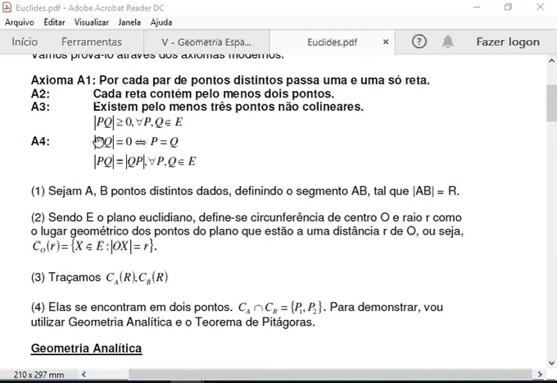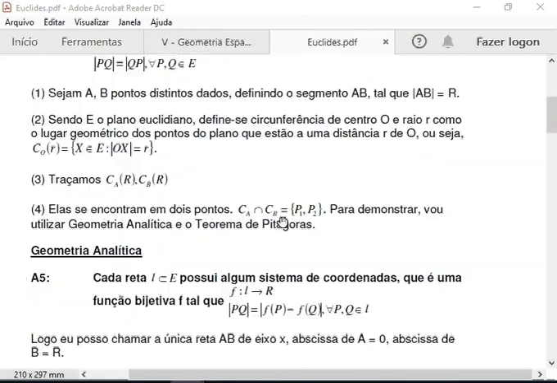A4. The distance from P to Q is greater than or equal to 0 for all P, Q in the Euclidean plane. The distance from P to Q is 0 if and only if P is equal to Q. The distance from P to Q is equal to the distance from Q to P for all P and Q in the Euclidean plane. For each Euclidean plane in the Euclidean space.